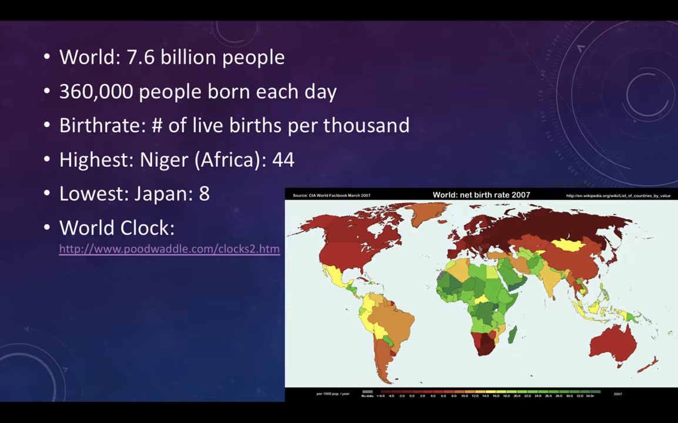That means about 360,000 people are born each day, which is a giant amount. Only around 150,000 people die per day. So we're growing pretty rapidly.